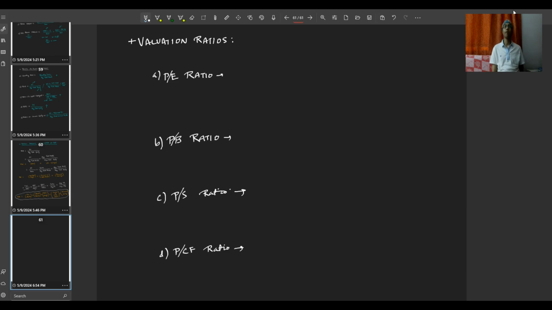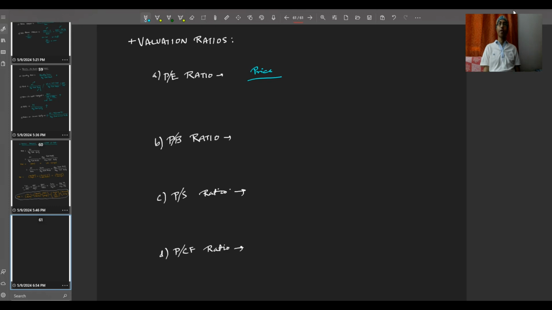Friends, now we move on to the valuation ratios. So here are 4 valuation ratios for you. We will go and explain them one by one. PE ratio, that is price to earnings ratio. PB ratio, that is price to book value ratio. PS ratio, price to sales ratio, and PCF ratio, which is price to cash flow ratio. Let's first talk about the PE ratio. PE ratio, as we know, is the ratio between per share price and per share earnings.